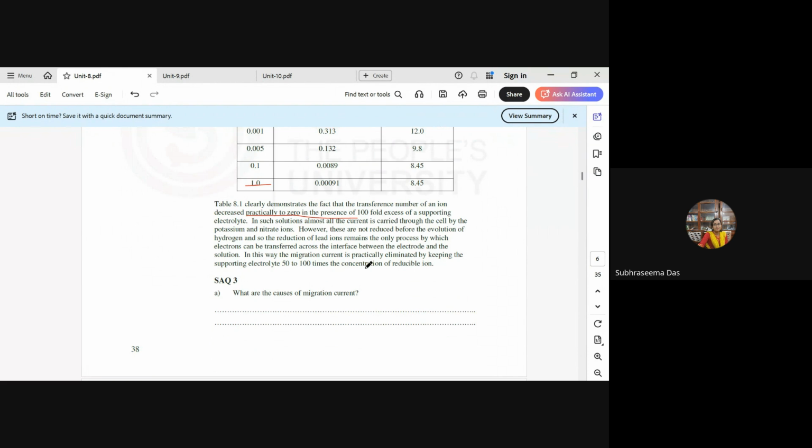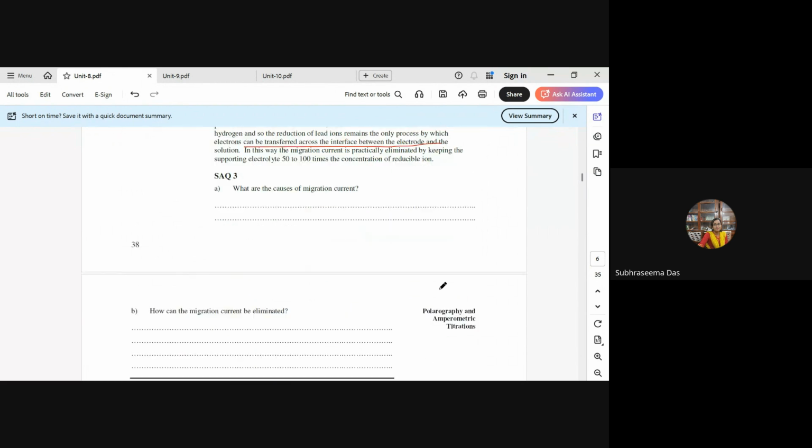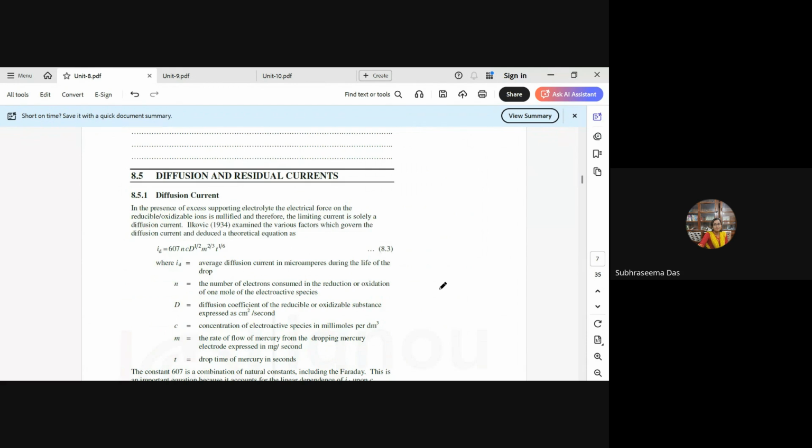However, these are not reduced before the evolution of hydrogen, and so the reduction of the lead ions remains the only process by which electrons can be transferred across the interface between the electrode and the solution. In this way, the migration current is eliminated by keeping the supporting electrolyte 50 to 100 times higher in concentration than the reducible ion.